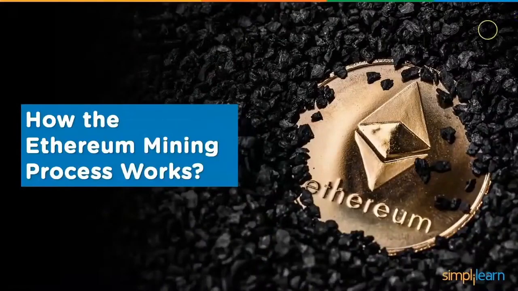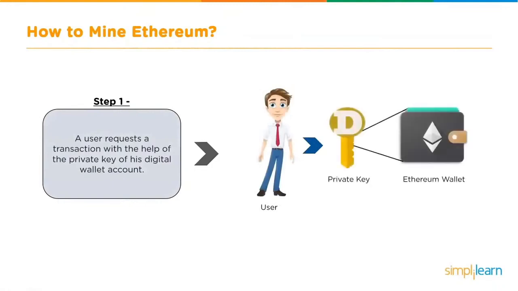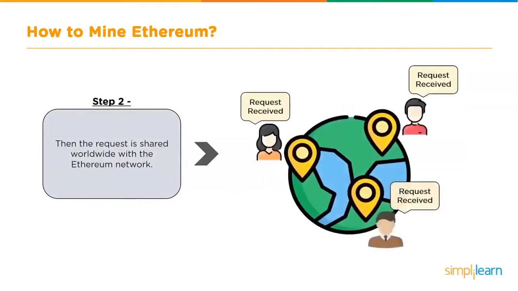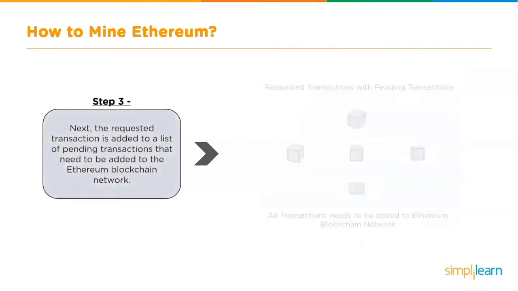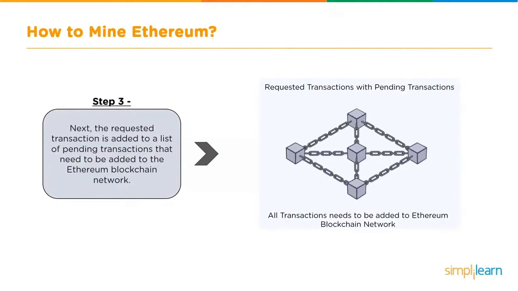Now let's understand how the Ethereum mining process works. Ethereum mining follows a specific set of steps to function. Step 1. A user requests a transaction with the help of the private key of his digital wallet account. Then the request is shared worldwide with the Ethereum network. Next, the requested transaction is added to a list of pending transactions that need to be added to the Ethereum blockchain network.